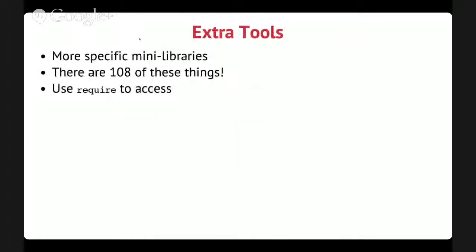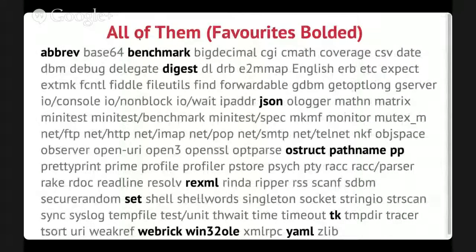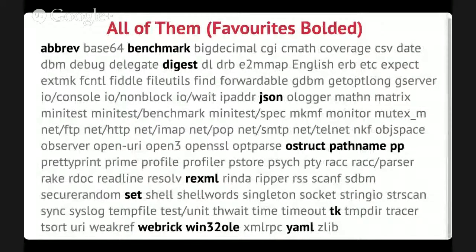Now let's move on to some of the more complex things. If you advanced users have been bored by the Enumerable methods, this is where you'll learn stuff. These are more specific mini libraries that are not useful in all programs, but they're for very specific things. There are a ton of them, and you have to require them. So here's a big list of all of them. I bolded some of the cooler ones, but you can just see how many of them there are.